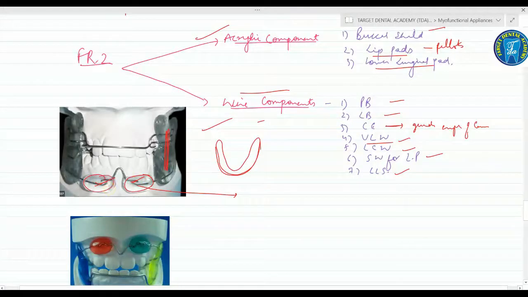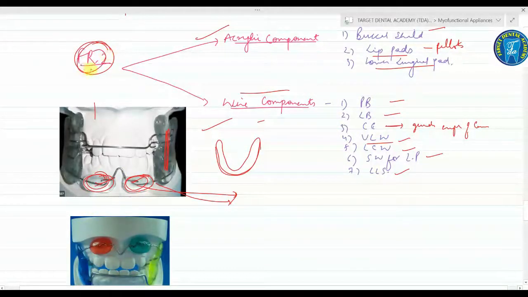These are the lip pads. It is given in FR2. It means the mandible is retrognathic. What you have to do is you just need to bring the mandible into a forward direction. Fine. So the lip pads in that case are present in the mandibular arch.